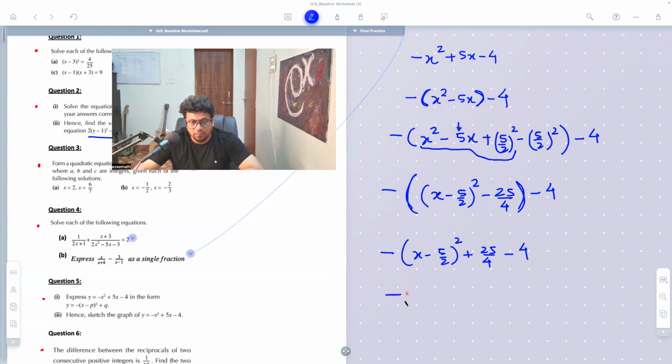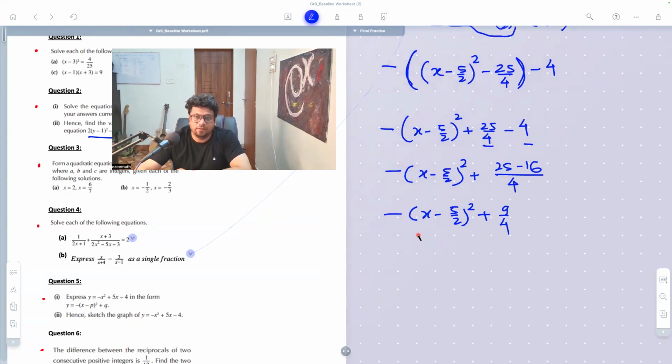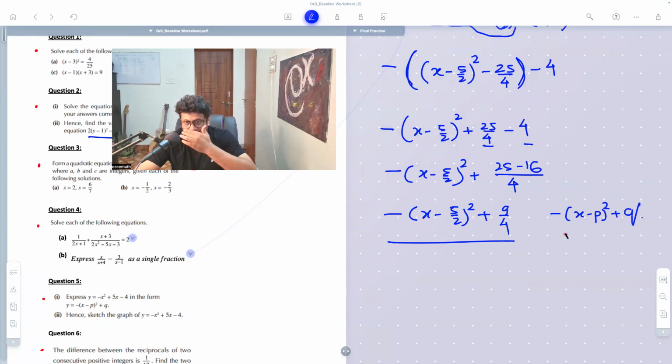And there, these two you can do on the calculator. 4 common, 25 minus 16. Minus of (x minus 5 by 2) square plus (25 minus 16) is 9 by 4. And there it is, the form they were looking for, negative of (x minus p) square plus q. There it is.